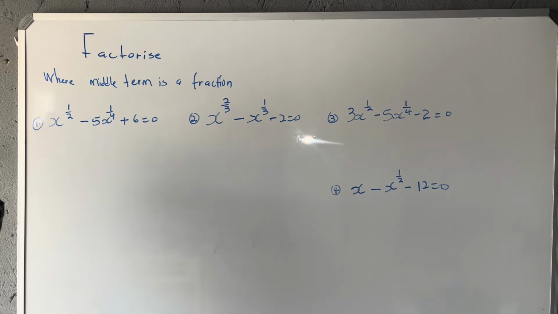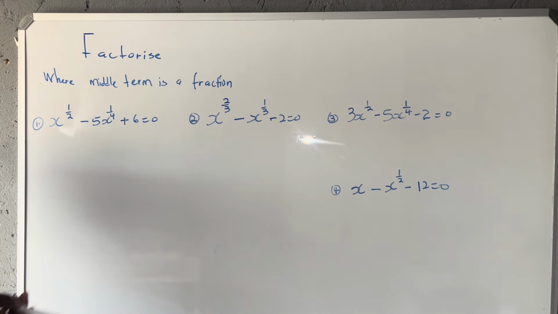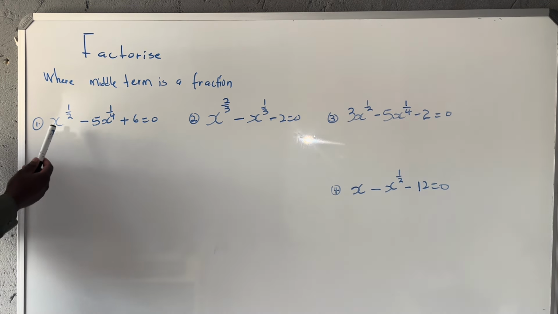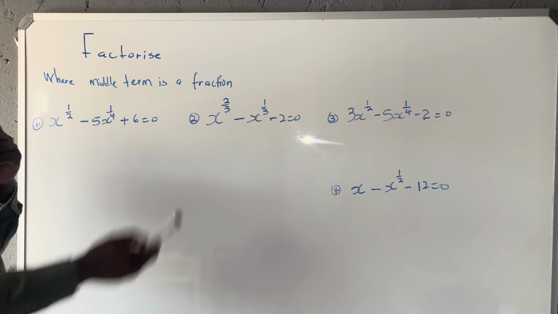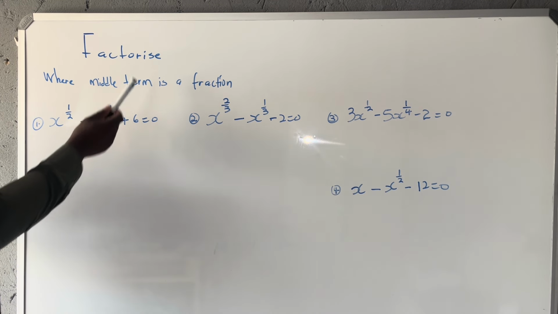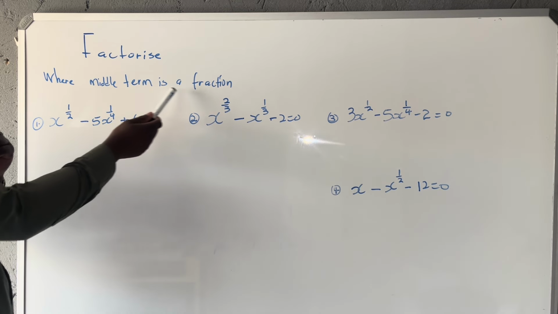Now, this video today, I did post a video based on factorization, but due to the requests I was getting from my learners, they wanted me to focus on these kinds of factorization that we see here. They are in the form of quadratic, but they are not ordinary ones. In the normal ordinary factorization of a quadratic, usually there's a leading term that has an x squared. But if we check now, we are having fractions. Hence, I'm saying this is a factorization where the middle term is a fraction.